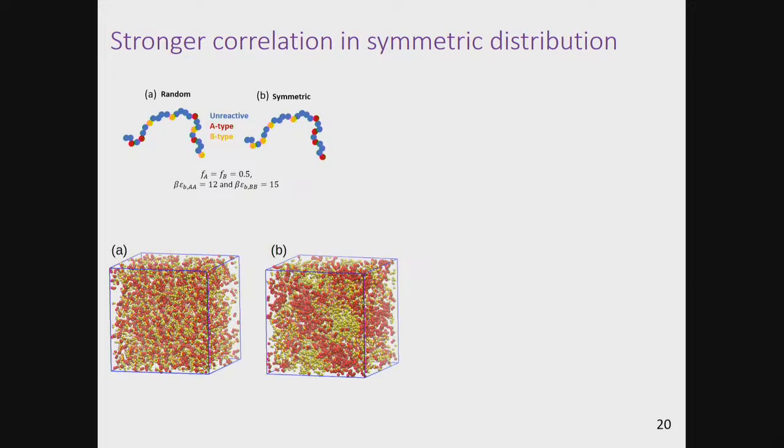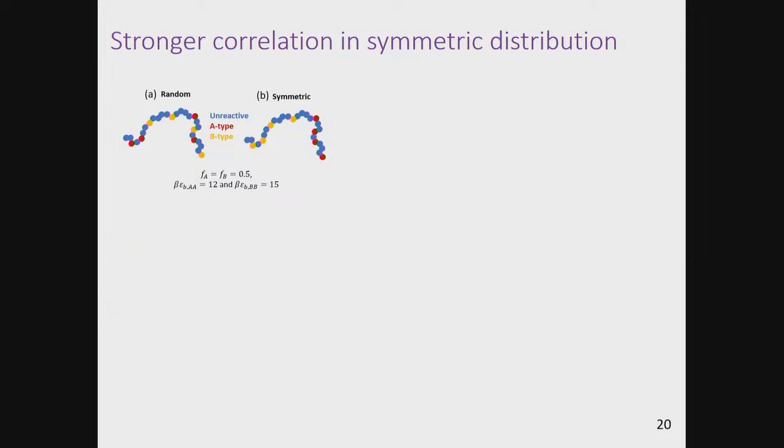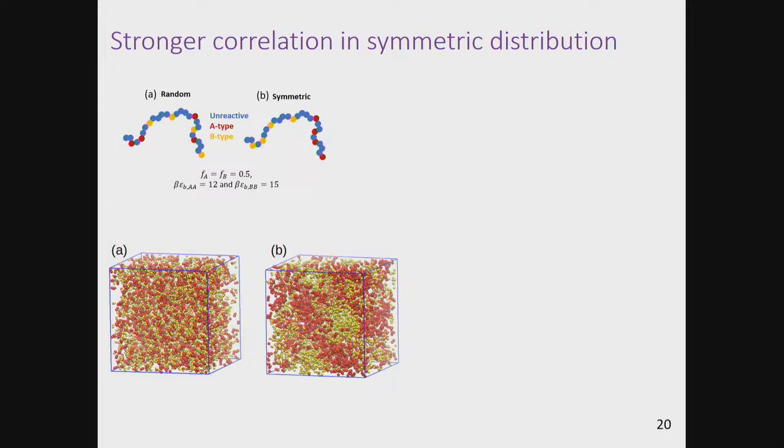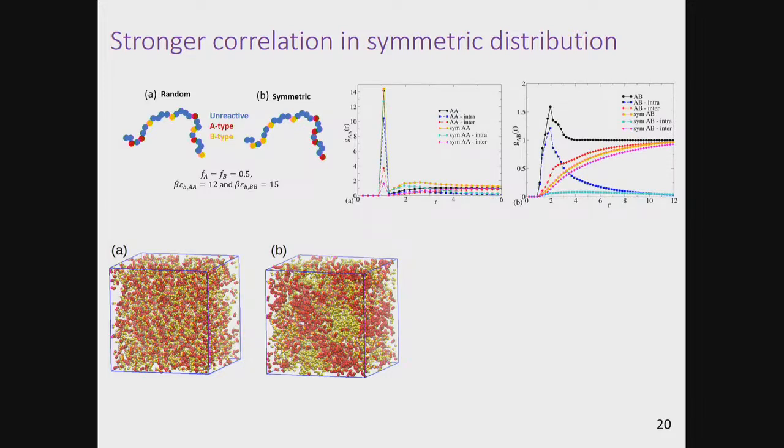So if you look at the equilibrium snapshots of the system in the random and symmetric case, clearly there is more aggregation of a given type of reactive monomers in the symmetric case because of their very arrangement, basically. So they can form crosslinks at shorter contour distances, as I showed just before. This is also evident in the g(r) profiles, the radial density distribution profiles.